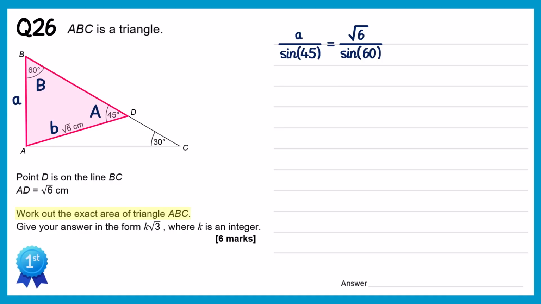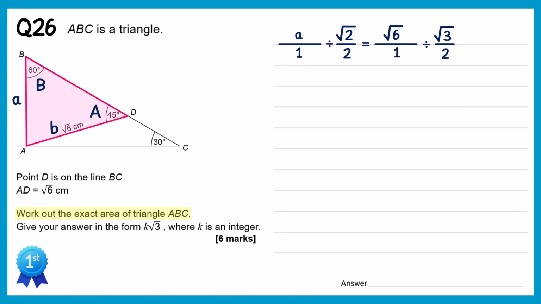Sine of 45 is the square root of 2 over 2, and sine of 60 is the square root of 3 over 2. So we end up with this. We have a divided by square root 2 over 2, which is a divided by a fraction. It might be easier to write it like this: a divided by square root 2 over 2. And on the right-hand side we can do the same idea, square root 6 divided by square root 3 over 2. I've also written the a and the square root 6 over 1 so that they're both fractions.